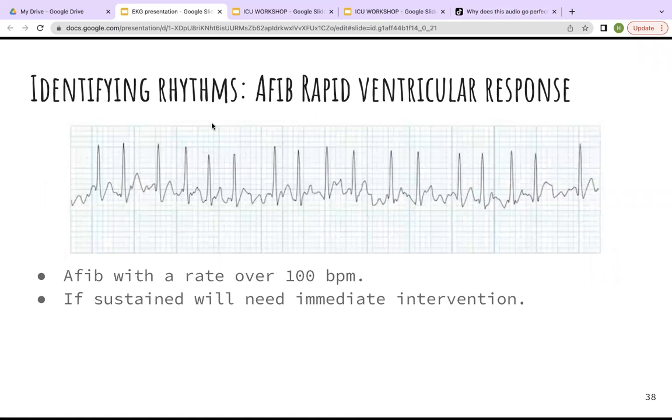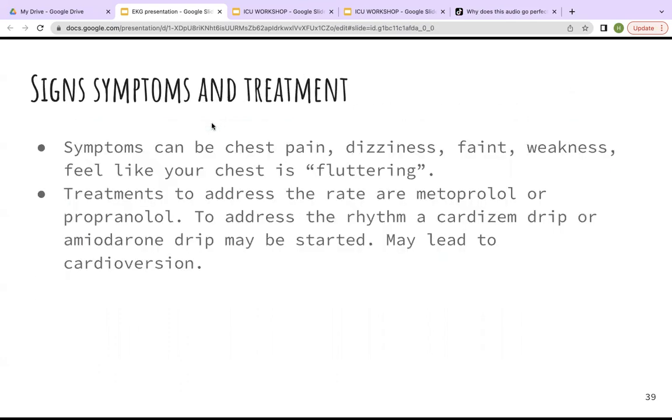So here we are with AFib RVR, rapid ventricular response. AFib with a rate over 100 beats per minute. If sustained, it's going to need immediate intervention. In the ICU, if we have a patient with AFib RVR that's non-responsive to IV pushes or other treatments, they're going to end up on an amiodarone drip.